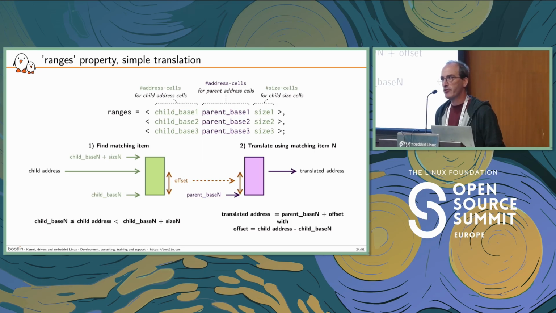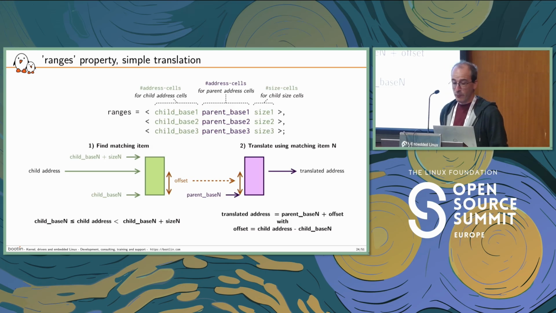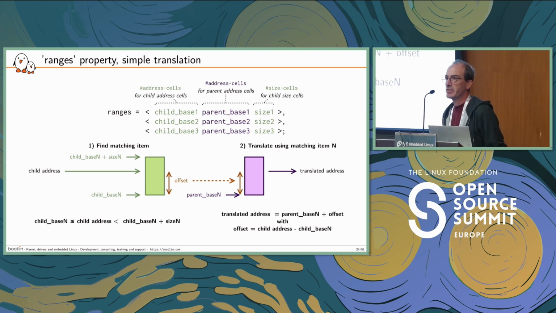So the first step is to find a matching item. The matching item, when you have the child address, is the one where the child address is in the range. Once found, we can compute the offset from the base to the child address, and we apply the offset on top of the parent base value in order to have the translated address.